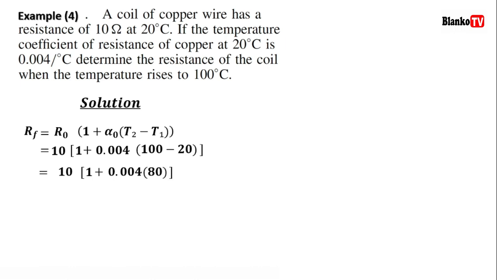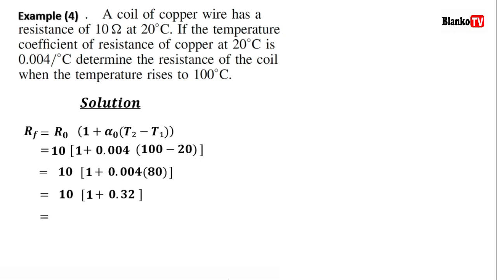All right, so let's continue. So we have 10 multiplying into bracket 1 plus, now we multiply 0.004 by 80, and when we do that, we are going to get 0.32. When we multiply 0.004 by 80, we get 0.32.